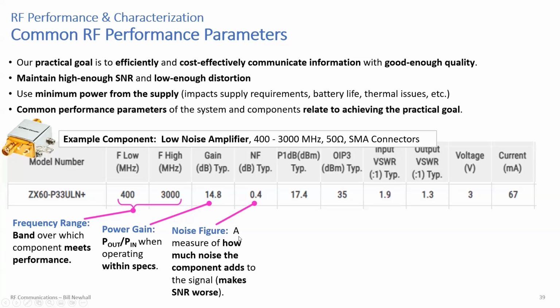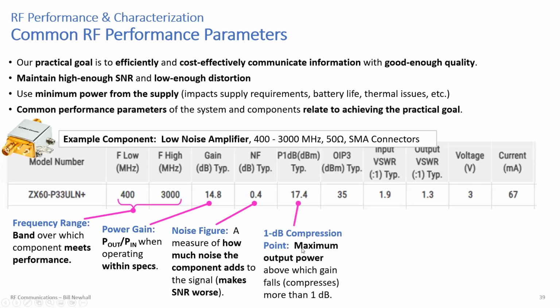You'll see noise figure. We'll talk about that, but that's a measure of how much noise this amplifier or any component adds to the signal. And this makes the signal to noise ratio worse, so you don't want that. You typically want a low noise figure. Low noise figure is better because that means you're adding less noise to the signal with this component. There's 1 dB compression point. This is the maximum output power above which the gain will fall more than 1 dB. This is called gain compression. You'll have a lower gain because you're saturating that amplifier. You're clipping the signal if you try to output too high of a voltage, too high of a power.